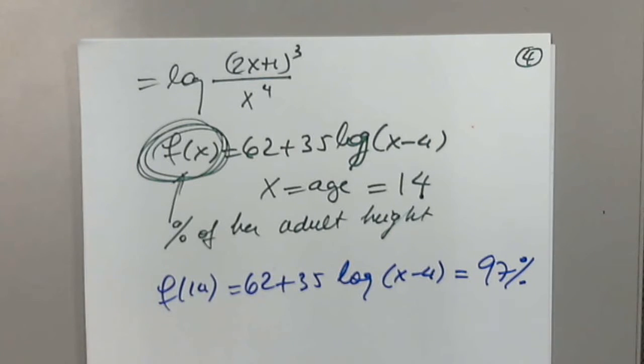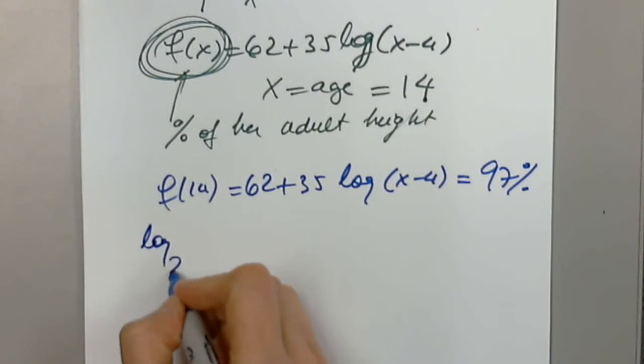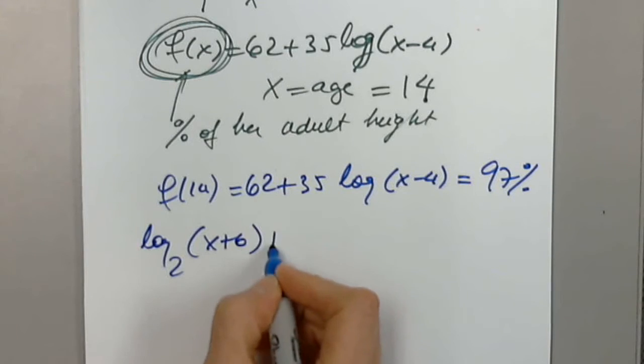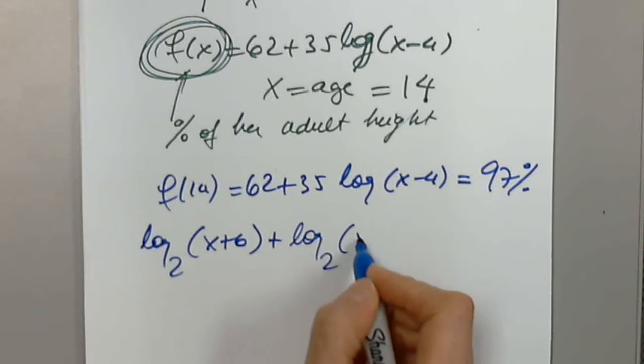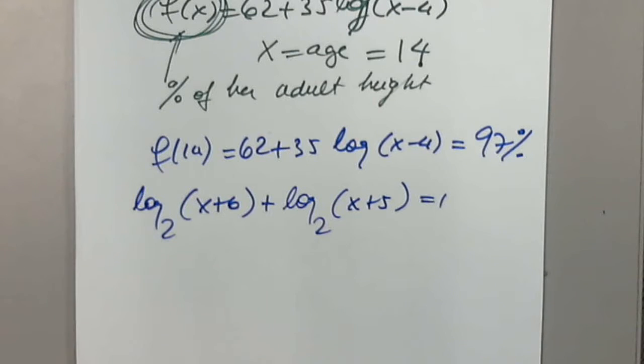Number 12. Okay, this is a log equation. So we have log base 2 of x plus 6 plus log base 2 of x plus 5 equals 1. Okay, first I'm looking at the equation and I would ask myself, what is it? What type is it? Because I know so many. I know linear, I know quadratic, I know rational.